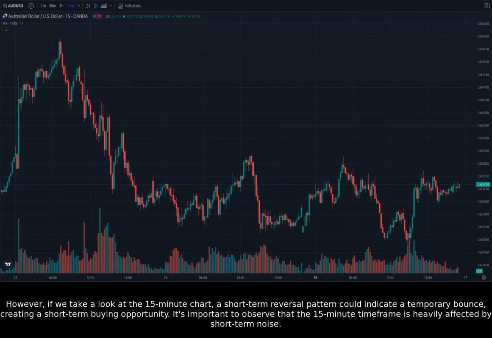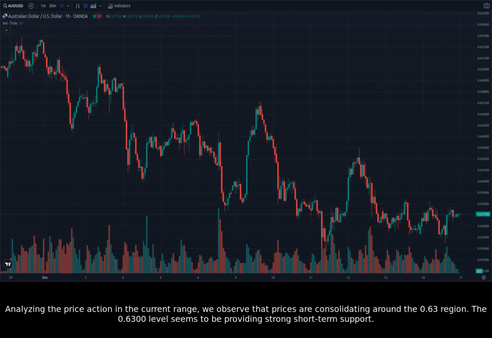However, if we take a look at the 15-minute chart, a short-term reversal pattern could indicate a temporary bounce, creating a short-term buying opportunity. It's important to observe that the 15-minute time frame is heavily affected by short-term noise. Analyzing the price action in the current range, we observe that prices are consolidating around the 0.63 region. The 0.6300 level seems to be providing strong short-term support.